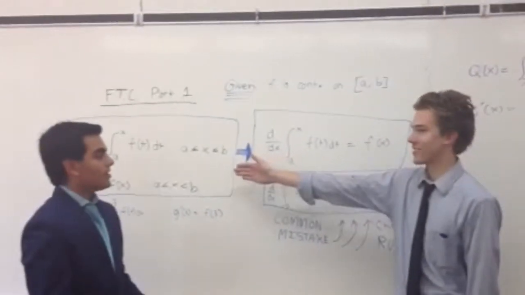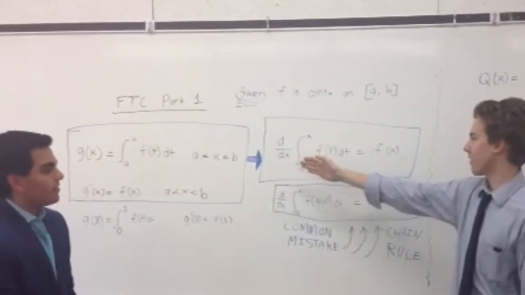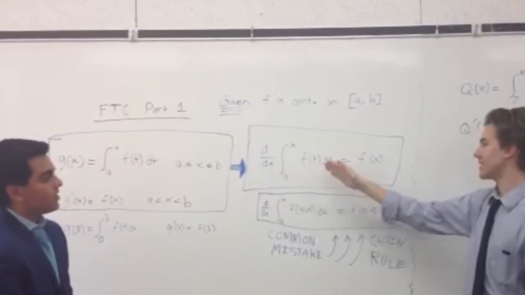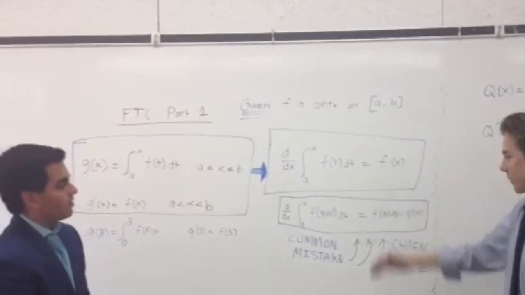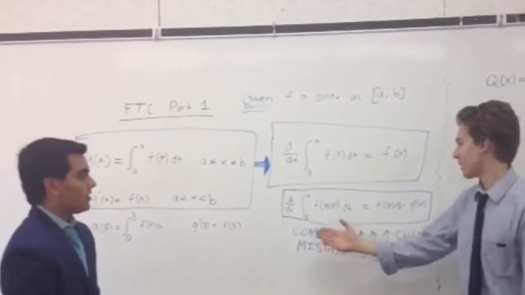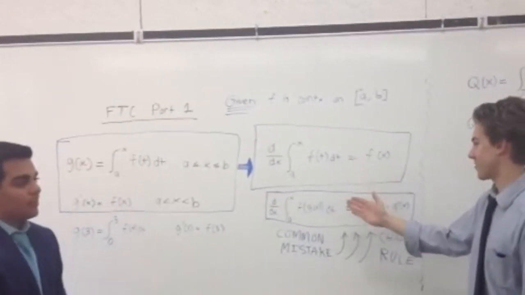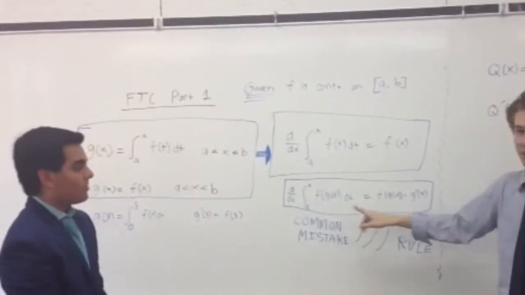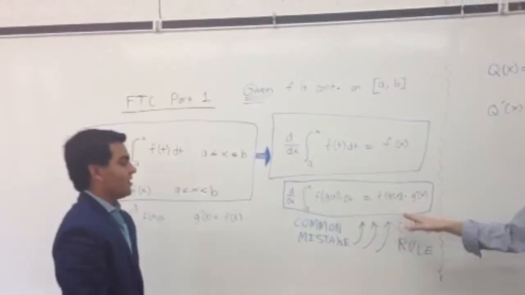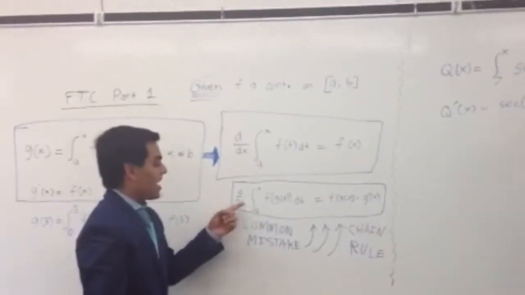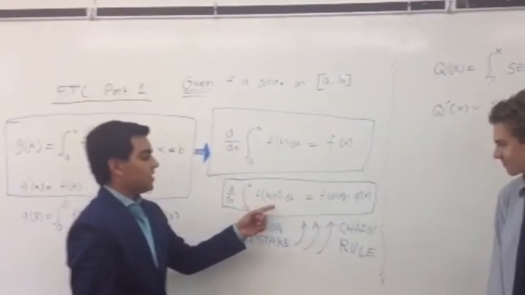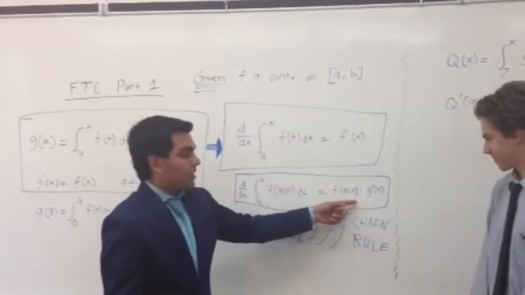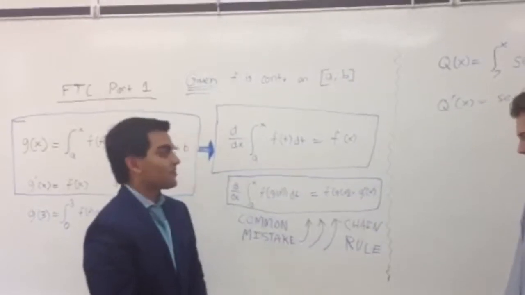Another way of saying this is that the derivative of the integral from a to x of f of t dt equals f of x. A common mistake people will make when getting this derivative is that they will misuse the chain rule, so keep your chain rule in mind. If you're given the integral from a to x of f of g of t dt, that equals f of g of x times g prime of x.